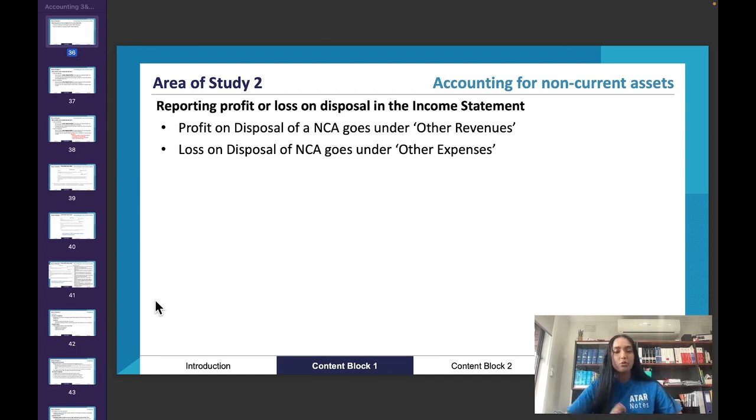So that's why profit on disposal of a non-current asset goes under other revenues and loss on disposal of a non-current asset goes under other expenses. And that goes for not just accounting for non-current assets and profit or loss on disposal, it goes for any revenues and any expenses. And that is the backbone of how and why we order the income statement.